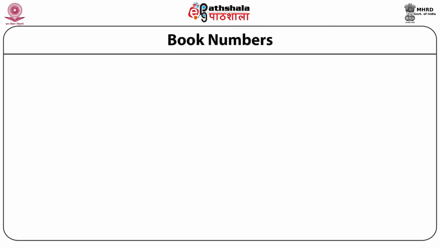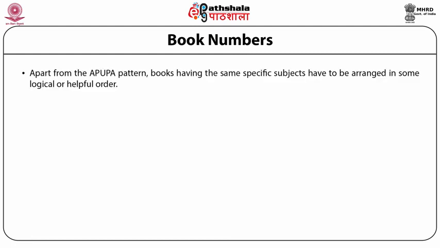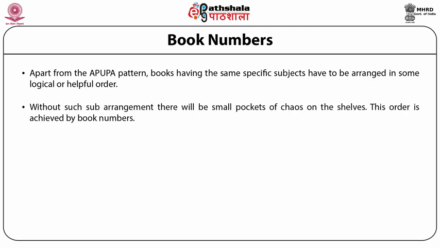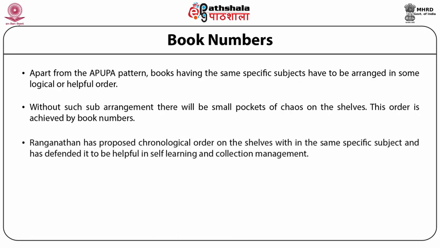Book numbers. There is also some order or sequence in the book numbers that Ranganathan invented or formulated for his Colon Classification. Apart from the PUPA pattern, books having the same specific subject have to be arranged in some logical or helpful order. Without such sub-arrangement, there will be small pockets of chaos on the shelves. This order is achieved by book numbers. Ranganathan has proposed chronological order on the shelves for the same specific subject and has determined it to be helpful in self-learning and collection management.